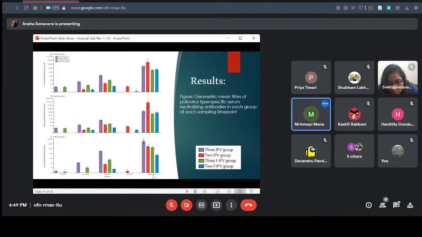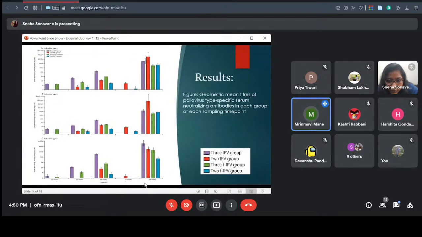Now in the 2 dose regimens, that is the red and the blue bars, the titers decrease by the 36th week, that is after administration of the first dose. But following the second dose, the antibody titers for type 1 and 2 increase such that the 3 fractional IPV group and the 2 IPV group, that is the green and the blue bars, showed almost similar mean titers at 40 weeks. As you can see, for poliovirus type 1 and 2, the green and blue bars are almost at the same level at the end of the trial.